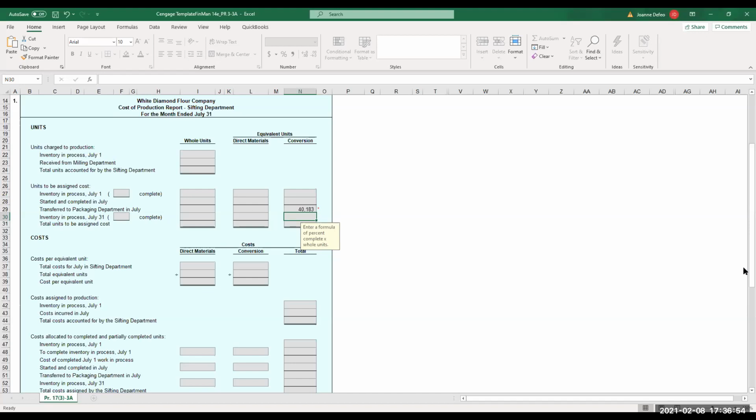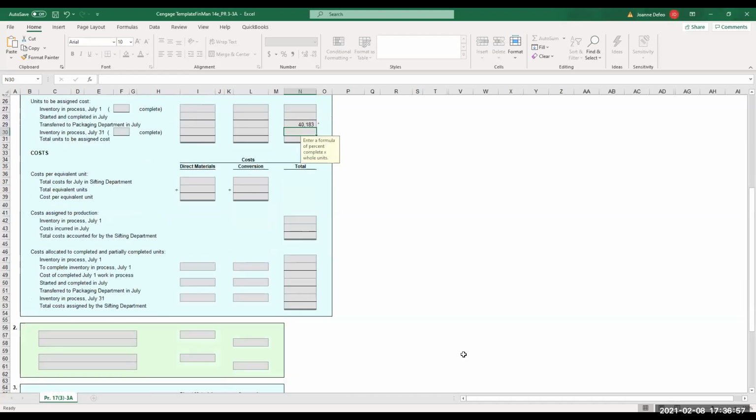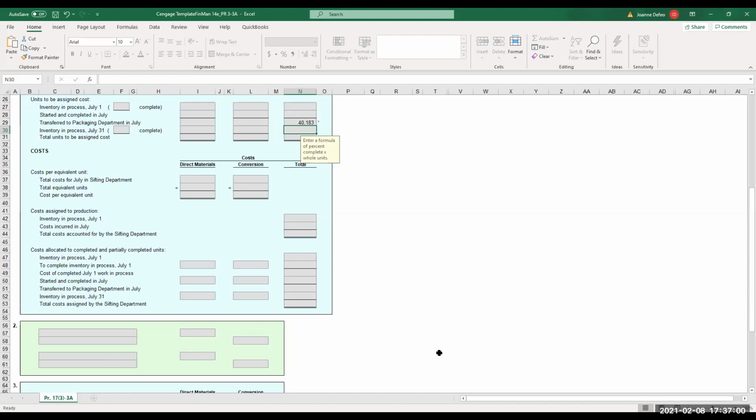Where's another place it possibly could go? Do you see anything here that says transferred to packaging department in July? Anything down in this section? Yes, ma'am. Where? The third line up? Okay, let's try putting it here. 40,183. It likes that line. Very good. So it goes there. So you have to kind of experiment with the Cengage. If it gives you a red asterisk, that was a good educated guess, whoever gave that to me, but it didn't work, so we're taking that out. If you get a red star, then something's wrong.